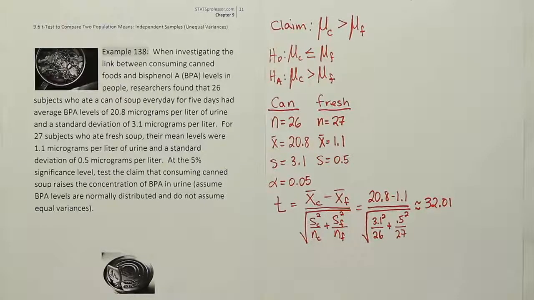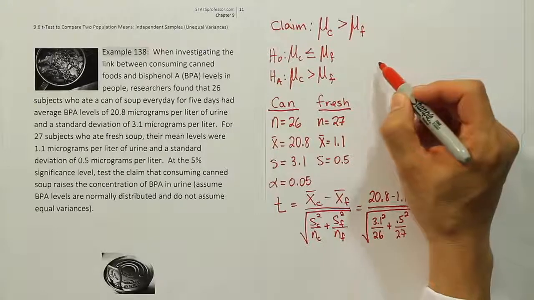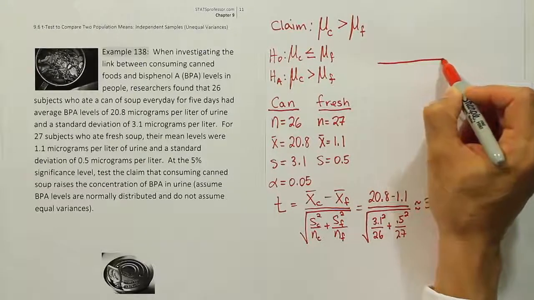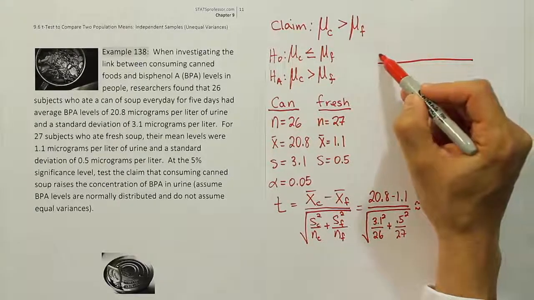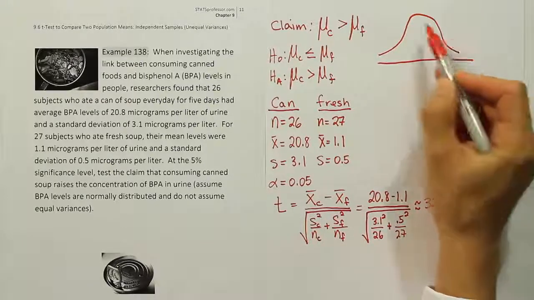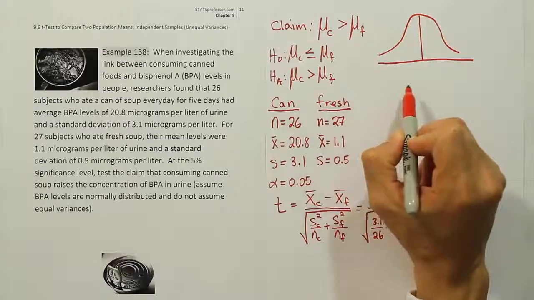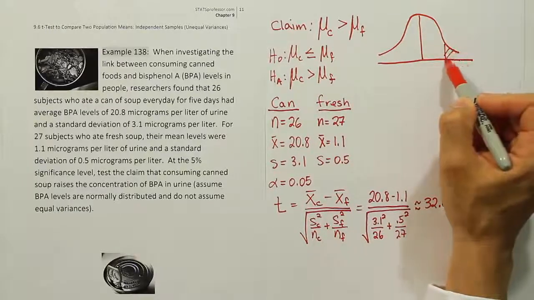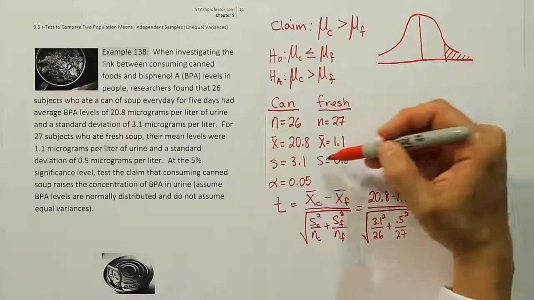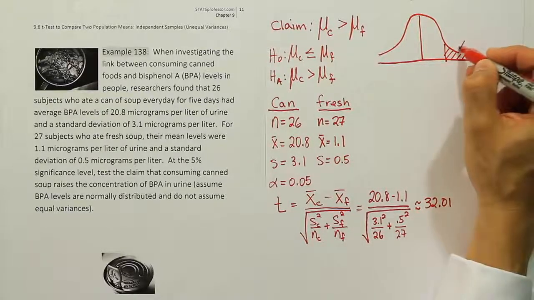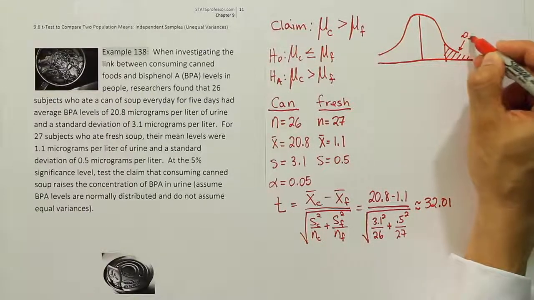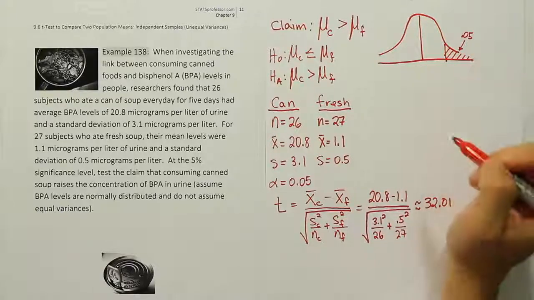Before we can get a critical value, we have to figure out what the degrees of freedom is going to be. So let's start by drawing the bell curve first. We look at the HA and determine what type of test it is. That's a little arrow pointing to the right, so it's a right-tailed test. And because alpha is 0.05, that's the area in the tail: 5%.